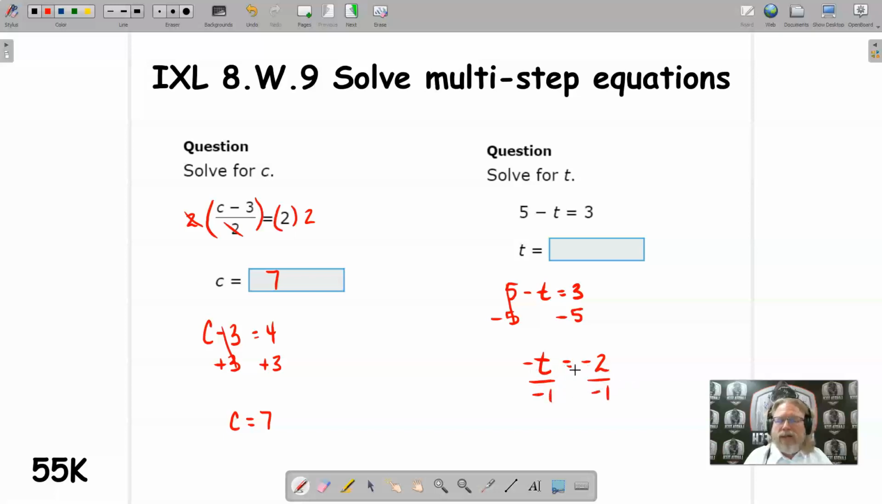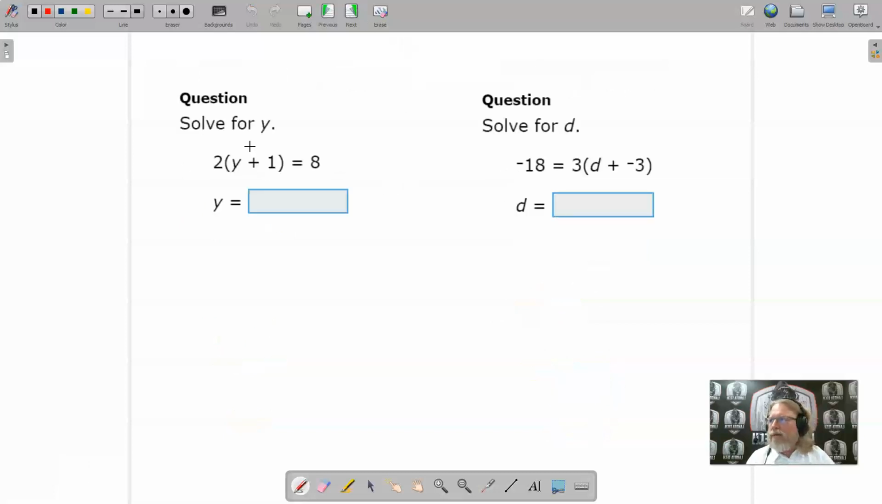As long as we do the same thing to both sides, we still have equivalent statements. So negative divided by negative is positive, t divided by 1 is t, and negative divided by negative is positive, and 2 divided by 1 is 2. So we end up with t is equal to negative 2. Let's go on to our next problem here.